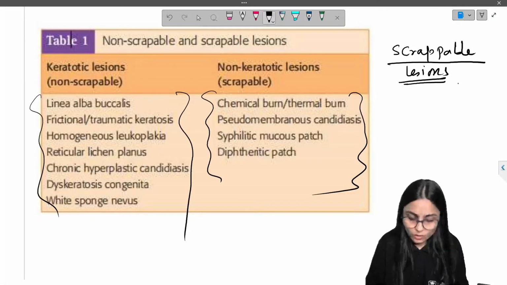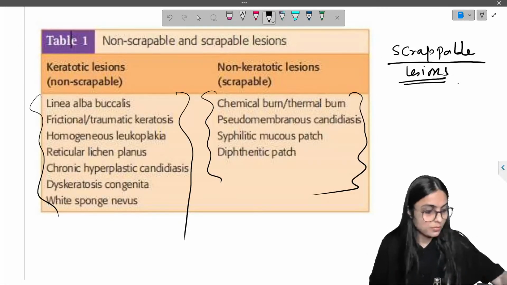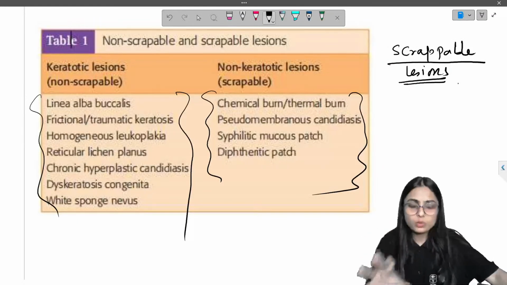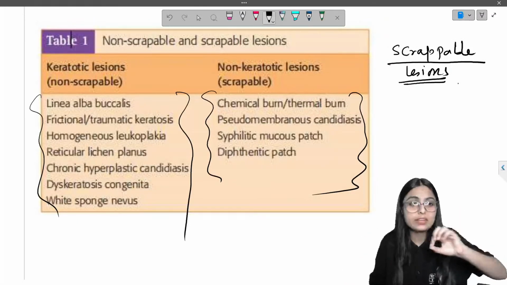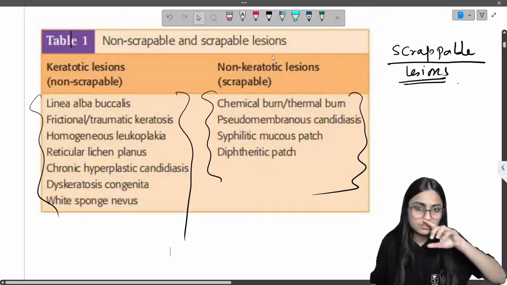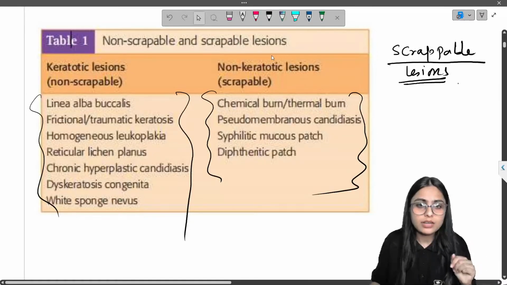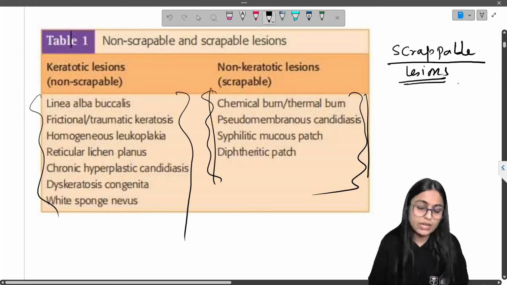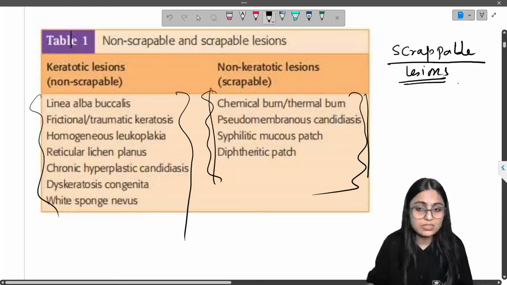This you have in your notes, so no need to write it down. All right. So please remember these scrapable lesions. I'm going to ask whenever we learn about these conditions.